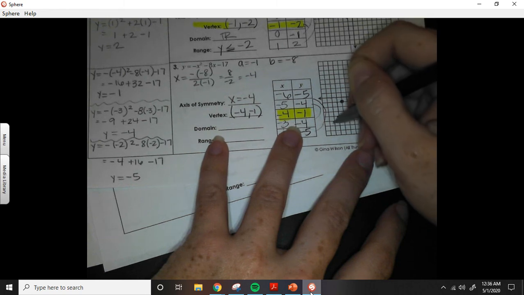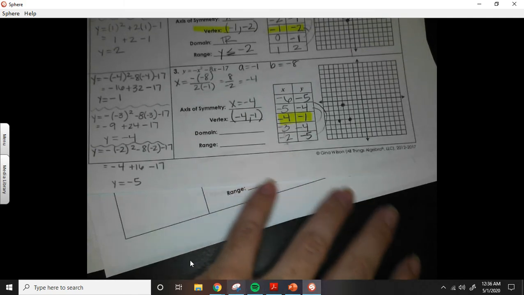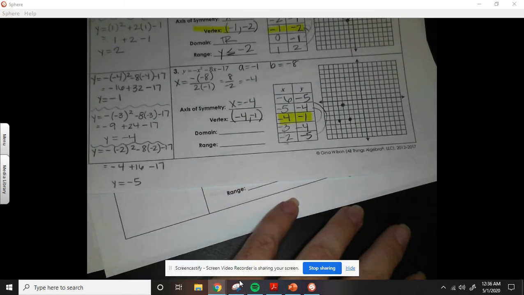This doesn't look right. Did I make a mistake? I have to double check this because I feel like I made a mistake.